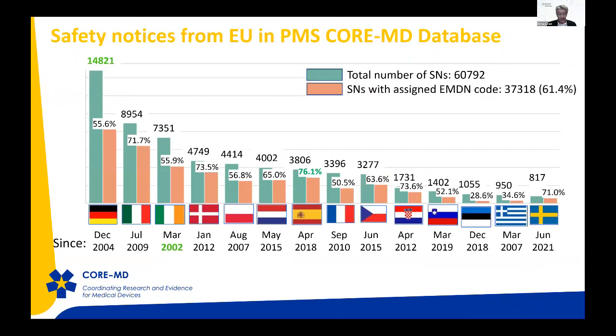As a result of the application of such framework to the EU countries, we included in our database more than 60,000 safety notices, with the highest number from Germany, as you can see from the graph. You may also notice that the time span of the available data for each country was different, with always information retrieved from Ireland, 2002. On average, our strategy of assigning the EMDN code resulted feasible in 61% of these documents, reaching a peak of 76% for Spain and minimum values for Estonia and Greece.